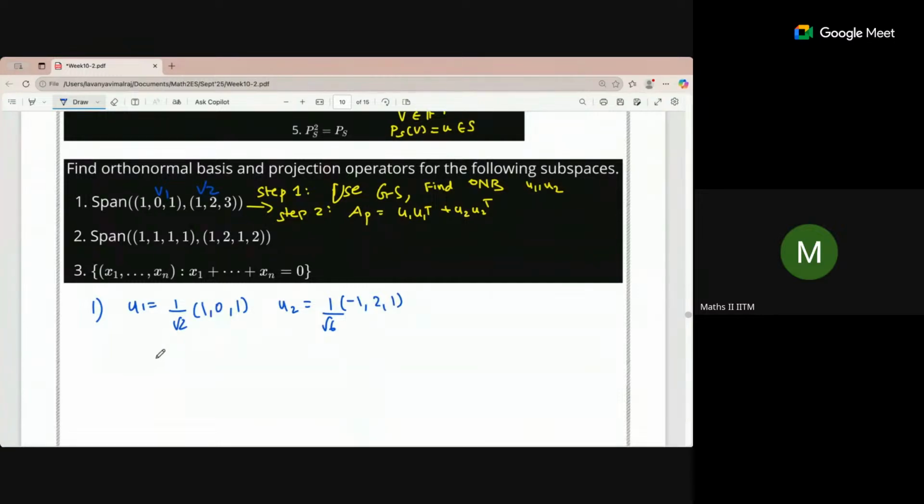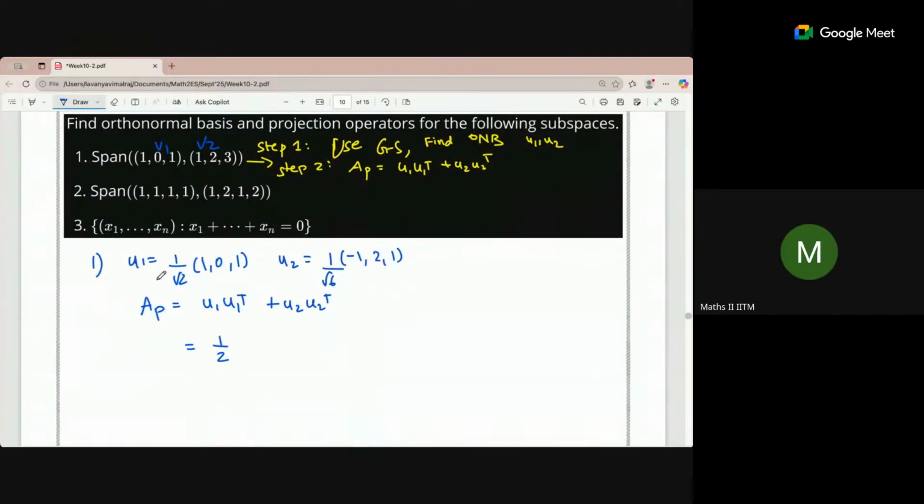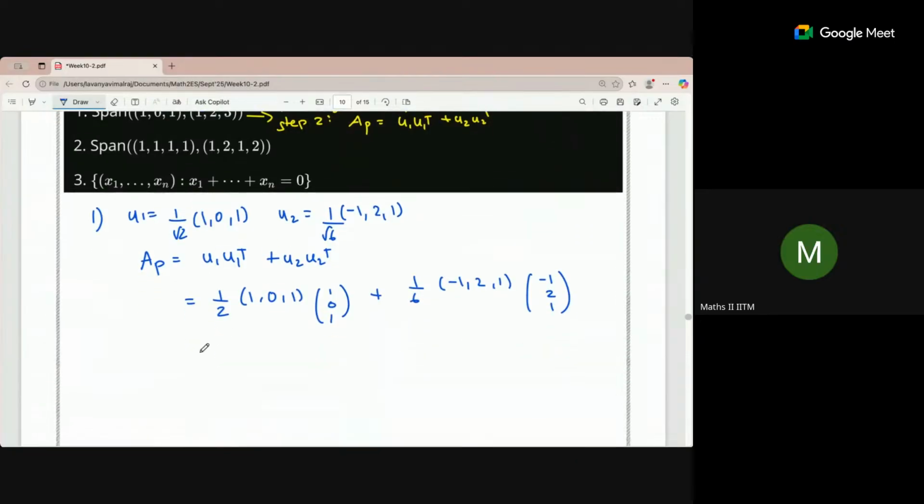Now how do I find the matrix P? The A_P is u1 u1 transpose plus u2 u2 transpose. So what you have to do? 1 by 2 I can bring out commonly. So 1 by root 2 into 1 by root 2 is 1 by 2, times (1, 0, 1), and then again I multiply it by (1, 0, 1), and then same, 1 by 6 into (-1, 2, 1), and then (-1, 2, 1). Okay, so you will have a 3 cross 3 matrix here.